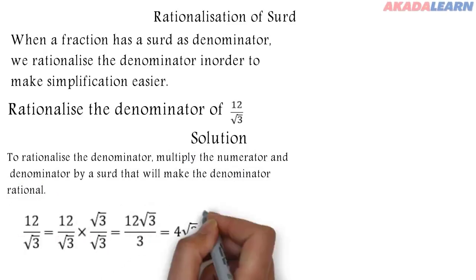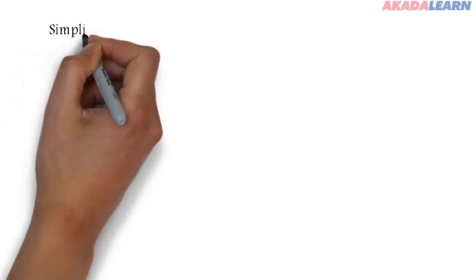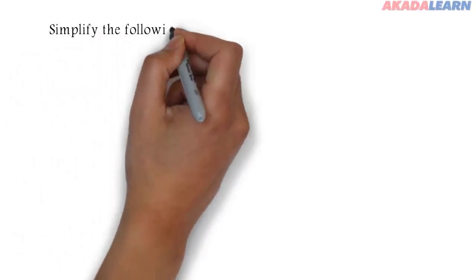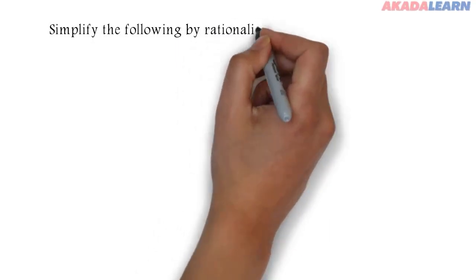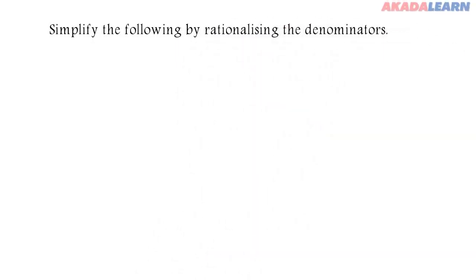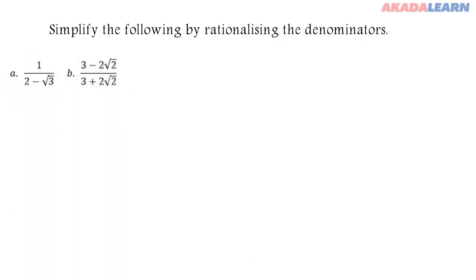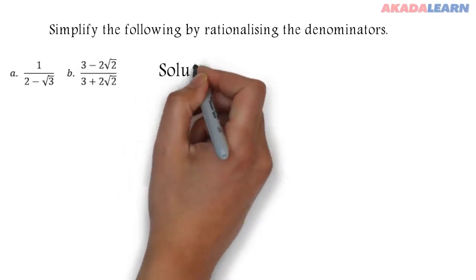Okay, so 12 times root 3 is 12 root 3. Root 3 times root 3 is 3. 12 divided by 3 is 4. So that simplifies to 4 root 3. Okay, let's see another example now. We are asked to simplify the following by rationalizing the denominators. The first one is 1 over 2 minus root 3. The second one is 3 minus 2 root 2 over 3 plus 2 root 2.